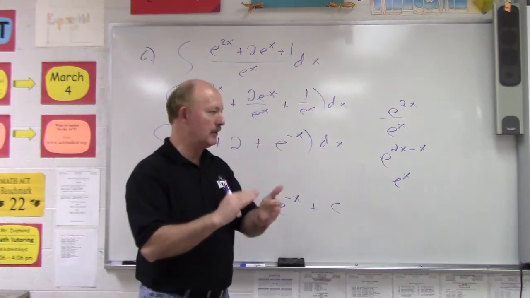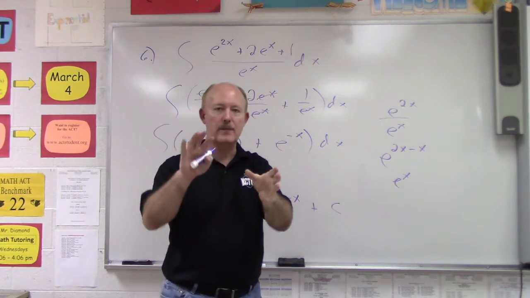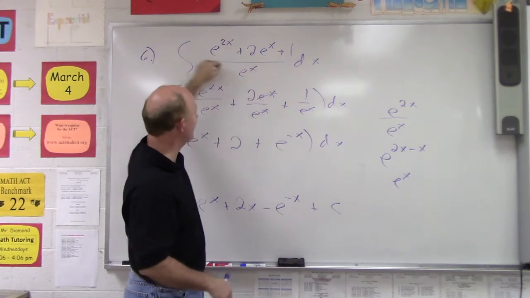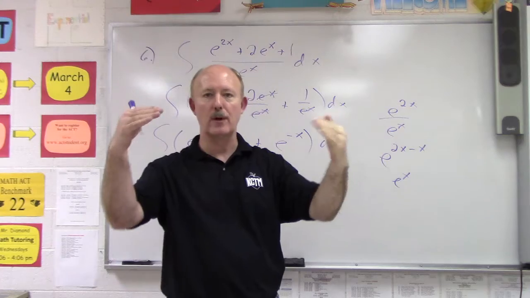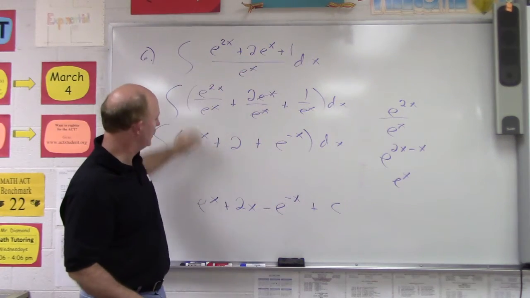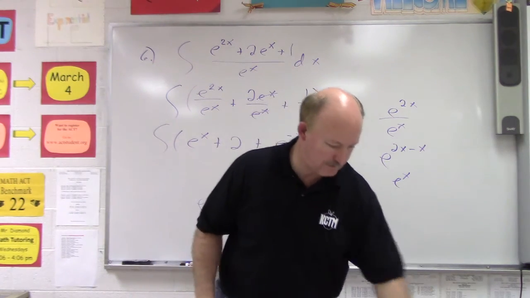Now once again, let me just review. If you have a monomial term in the bottom of a fraction like this, any kind of fraction, typically you're going to divide each of those terms in your numerator by that term in the denominator. So you divide it, simplify it, and then integrate. Okay, that's number 6. Let's try number 7.